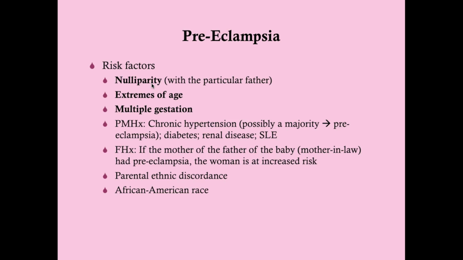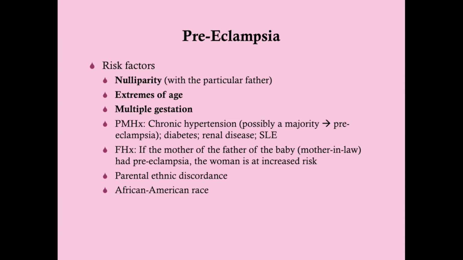But it's not just nulliparity, it's nulliparity with the particular father. So for instance, you have a married couple, and she's getting pregnant for the first time. There's a relatively decent risk to have preeclampsia in that pregnancy. But if she doesn't have preeclampsia in that pregnancy, and then she gets pregnant again by the same man, then her risk is much lower than it was the first time. On the other hand, let's say she gets pregnant by a different man.